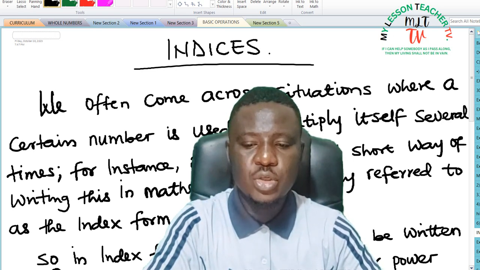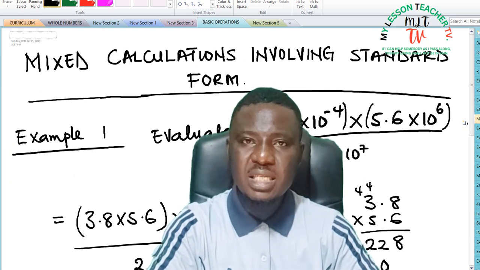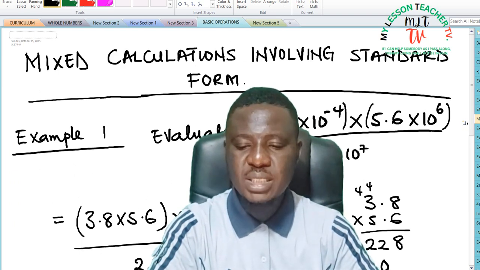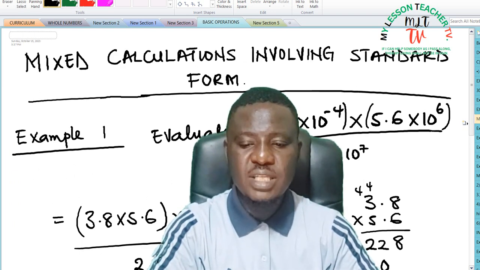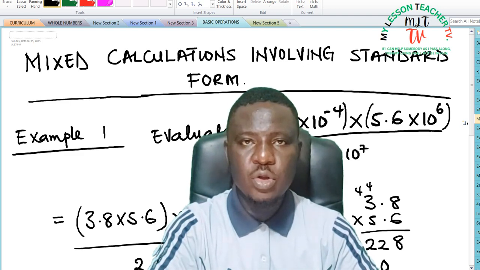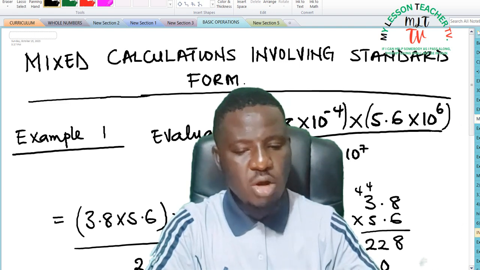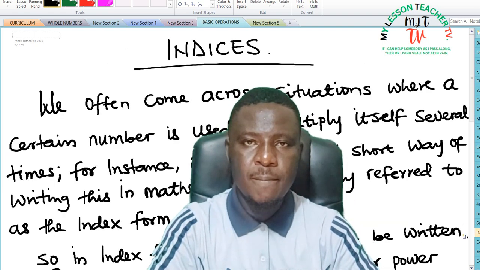Today's class is a continuation of our previous classes on whole numbers. At the last class, we looked at mixed calculations involving standard form, where we looked at two or more basic operations coming into play and how to simplify them, giving you the required result. In today's class, we shall then look at indices.